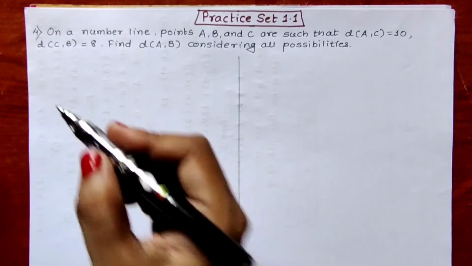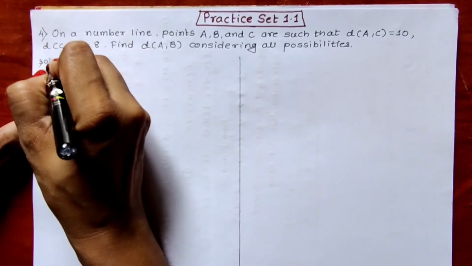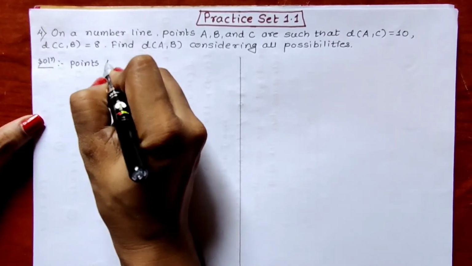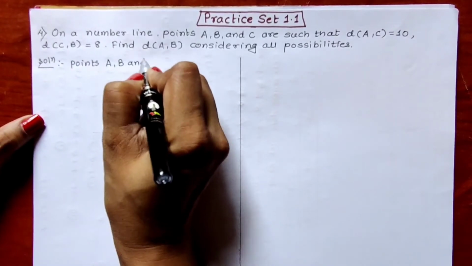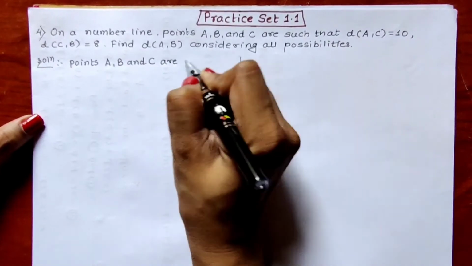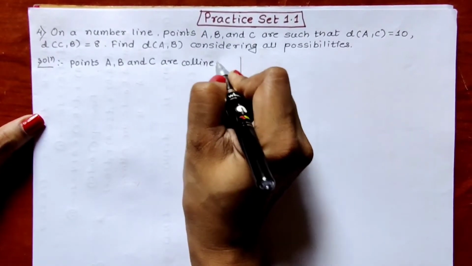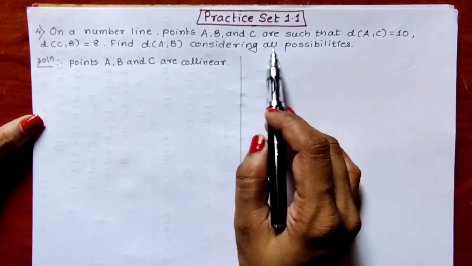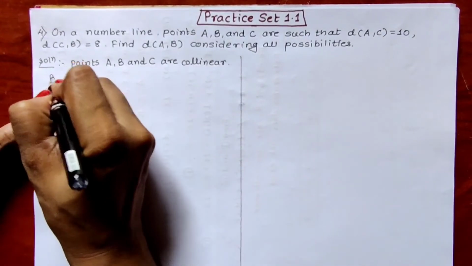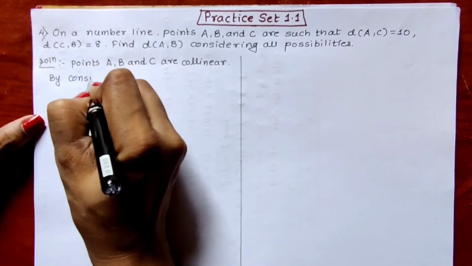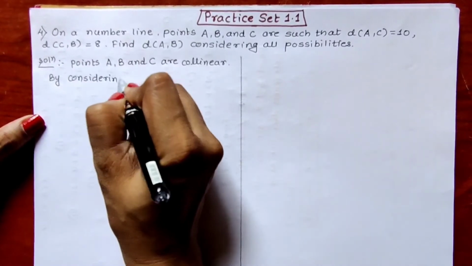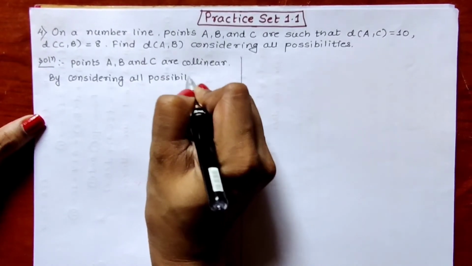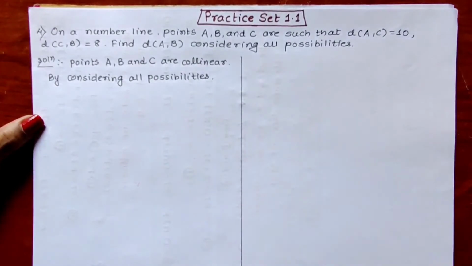So let us start the solution. Points A, B and C are collinear. This is given to us. Now as they are collinear, we don't know their positions, so we have to consider all the possibilities. So by considering all possibilities, let us see all the possibilities.